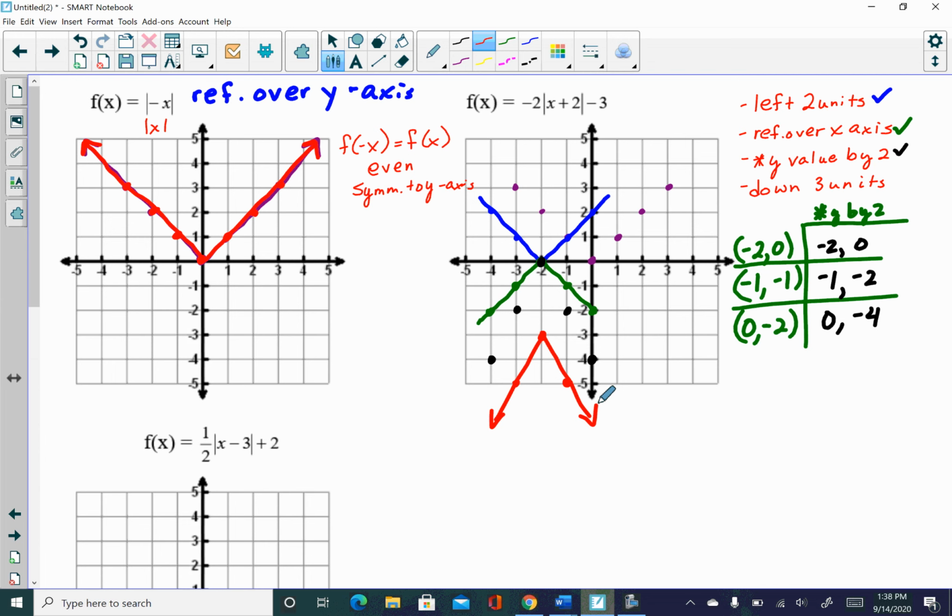Okay. Again, do what works for you. If you need to make more tables, by all means do so, because whenever I say that I'm going down 3 units, you could take all your y values now and subtract 3. So 0 minus 3, oh, negative 3. Negative 1 minus 3, oh, that puts me at negative 4. Okay, so you could do that if that would help you as well.